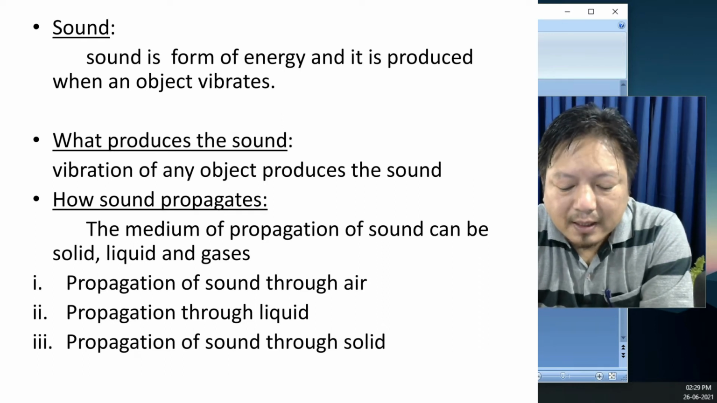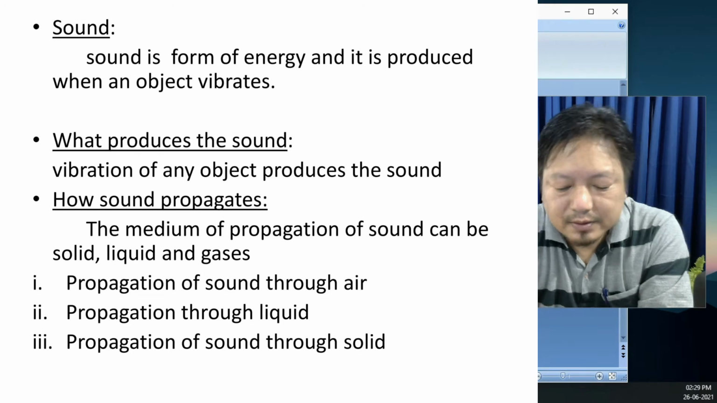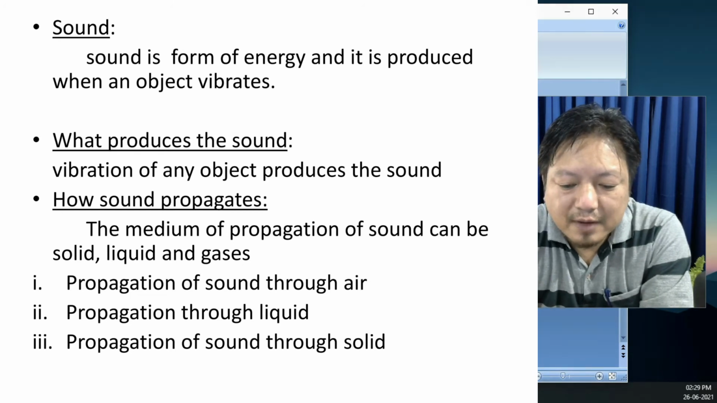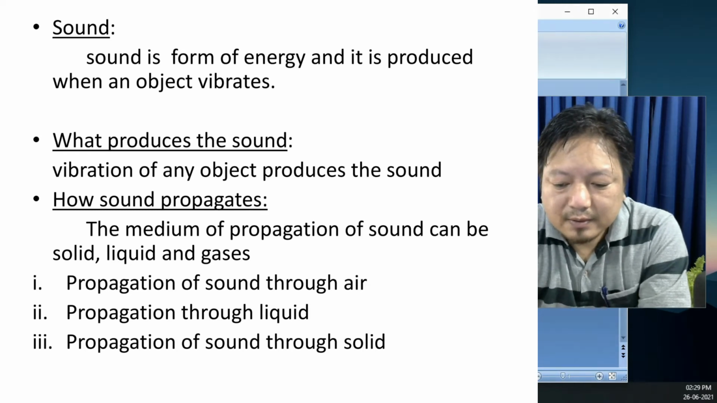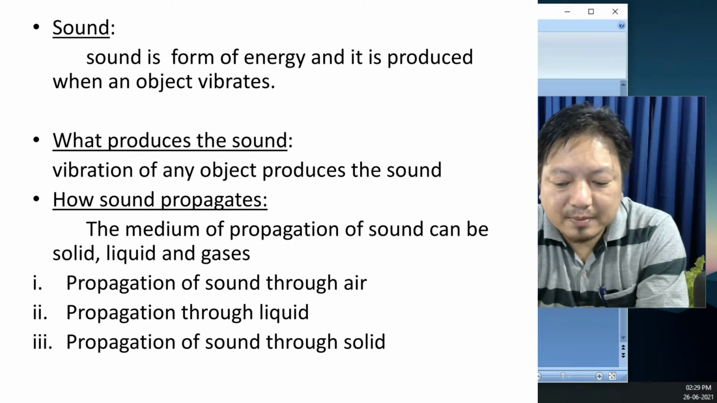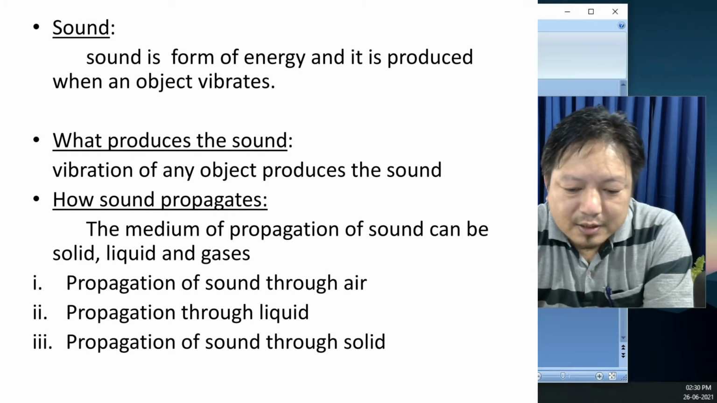But it doesn't mean sound can travel through anything and everything, as sound cannot travel through vacuum. So in short, vacuum is a space where all or most of the particles are removed. For example, outer space. And in outer space we cannot hear sound. That is why in space no one can hear you scream. So let's go to the next.